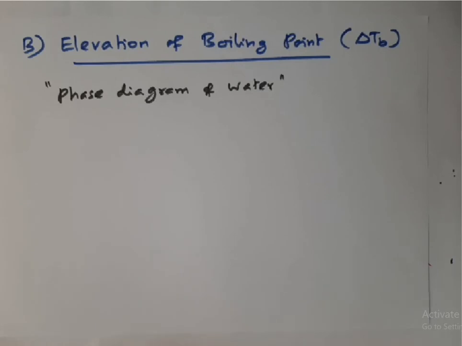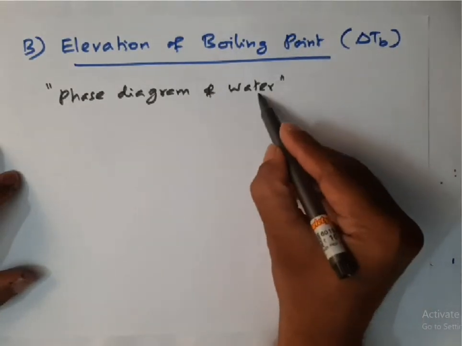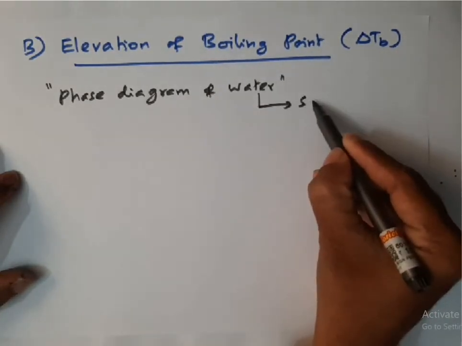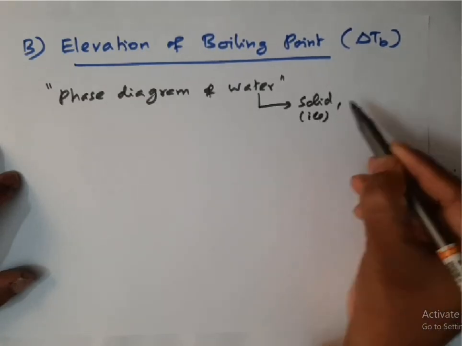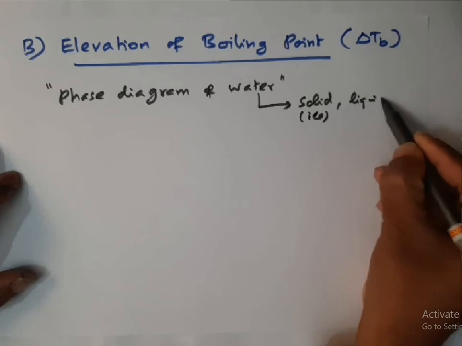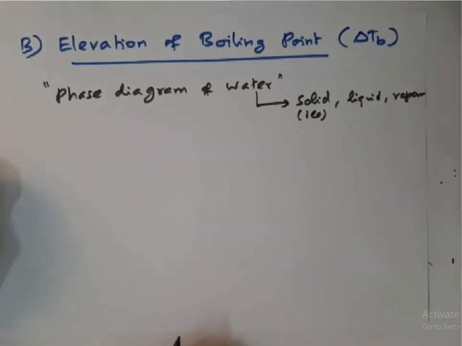You know very well water exists in three phases, right? Solid, liquid. Water exists in three phases: the solid phase, that is ice, then liquid water, and water vapor.